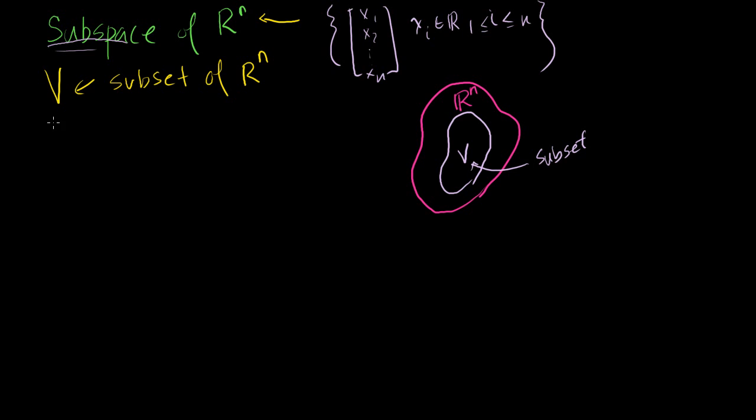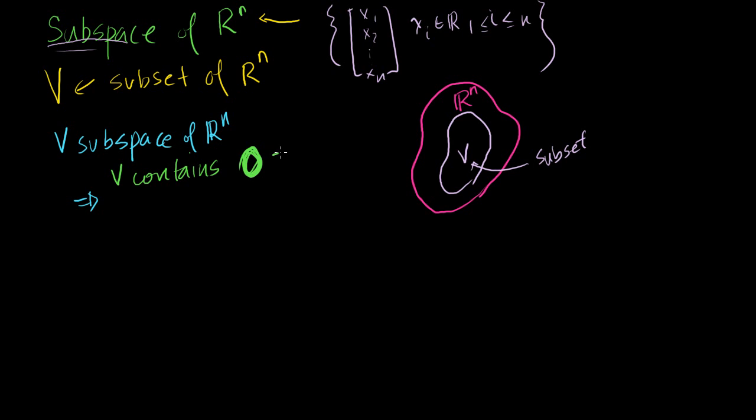Now, in order for V to be a subspace, or linear subspace of Rn, and this is my definition, this means three things. First, V contains the 0 vector, which is equal to 0 all the way, with n zeros. So V contains the 0 vector.